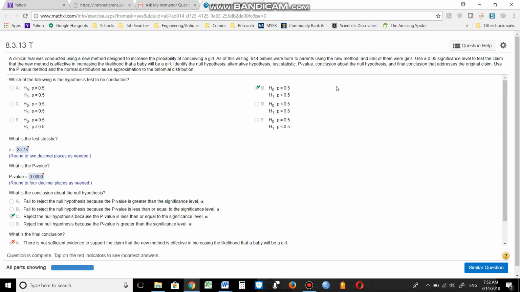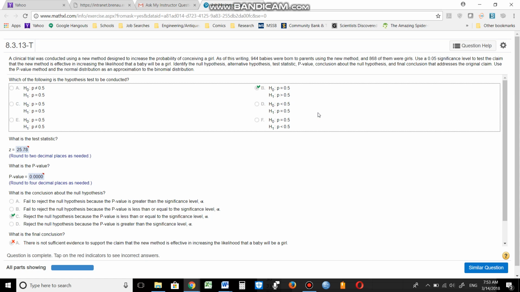And again, we know that when we have a child, it's either going to be a boy or a girl. So there's a 50-50 chance that it's going to be one gender versus the other gender. And we're talking about a baby girl, and we want to increase the likelihood of a baby girl. So that means the alternative must be greater than 0.5. This is a one-tail test.